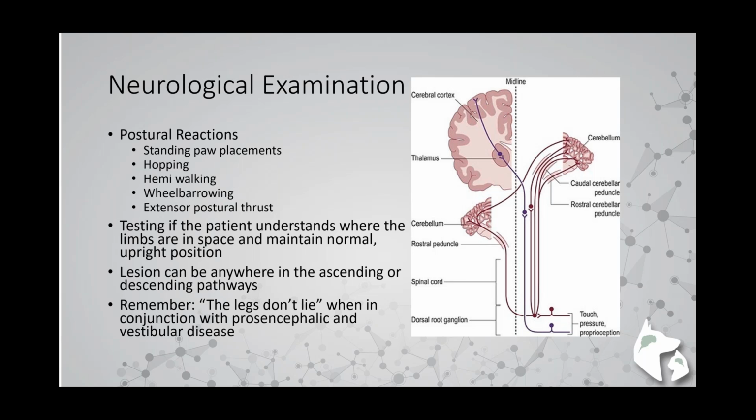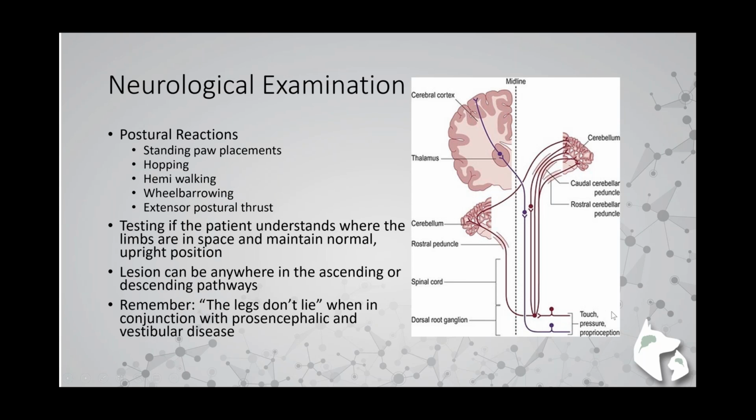So when we're testing proprioception, paw placements, conscious proprioception, CPs is often how it's taught. We want to know, does this patient know where their limbs are in space? Are they aware of where their limbs are in space? It's important to remember that the lesion can lie along multiple different areas.